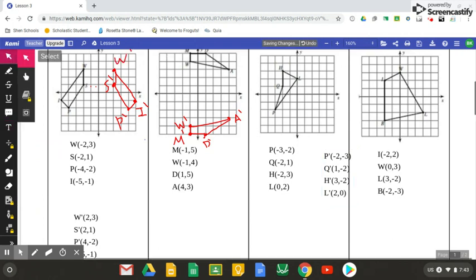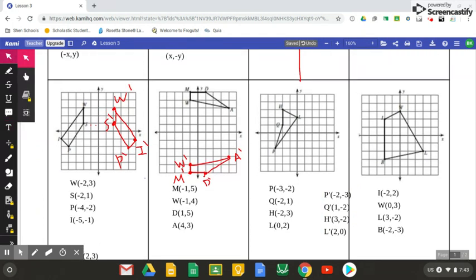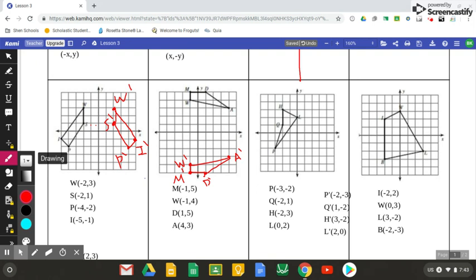All right, and now let's see what happens when I graph this. So P prime (-2, -3), 1, 2, 3, that's going to be right there. So that's P prime. And I've got (1, -2), that's going to be right there, Q prime. And I've got (3, -2), 1, 2, 3, -2, right there. That's going to be H prime. And then I've got (2, 0), and that's going to be L prime.